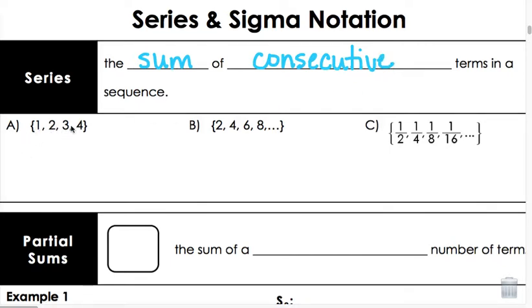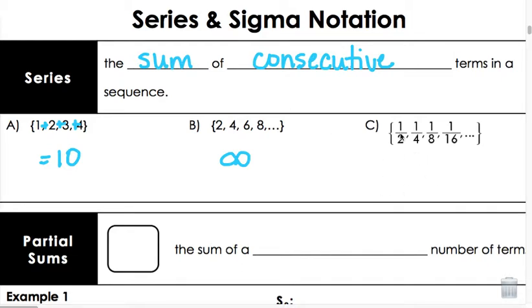So we have 1, 2, 3, 4 as a sequence, and we're going to add each term together. And so 1 plus 2 plus 3 plus 4 will give you 10. Letter B, we have 2 plus 4 plus 6 plus 8, and then keep on going infinitely. So if we add all those together, we can say it's going to be infinity, because you're going on and on forever.